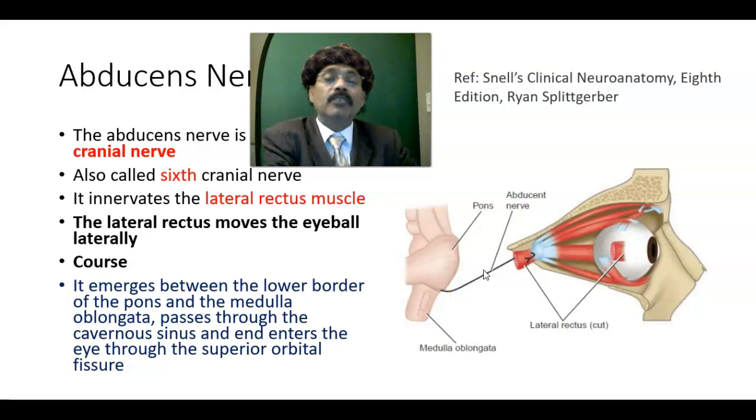and it passes just below and lateral to the internal carotid artery inside the cavernous sinus, and it enters the orbit through the superior orbital fissure and innervates one muscle, the lateral rectus muscle. This is a part of the lateral rectus muscle. This is another part of the lateral rectus muscle. So this part is cut. So this is the lateral rectus muscle. That muscle is innervated by the abducens nerve.